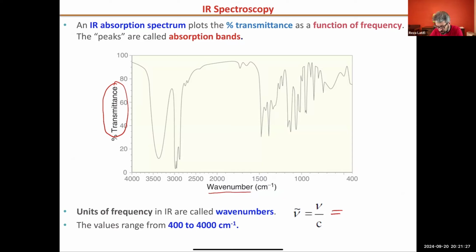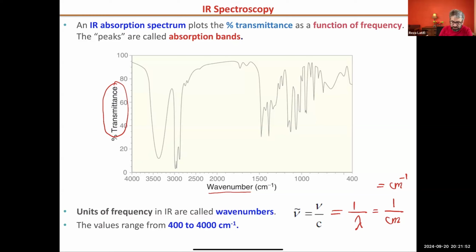Wave number is equal to 1 over lambda. What was the unit of lambda? Okay, 1 over meter, or you can say 1 over centimeter. So you get 1 over centimeter, which you can call centimeter to the power of -1, or meter to the power of -1. But because we're talking about small objects, centimeter to the power of -1 is good enough.